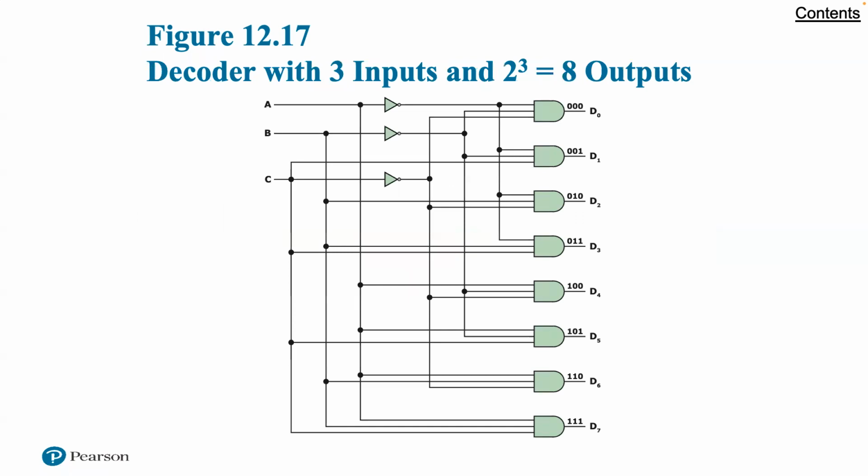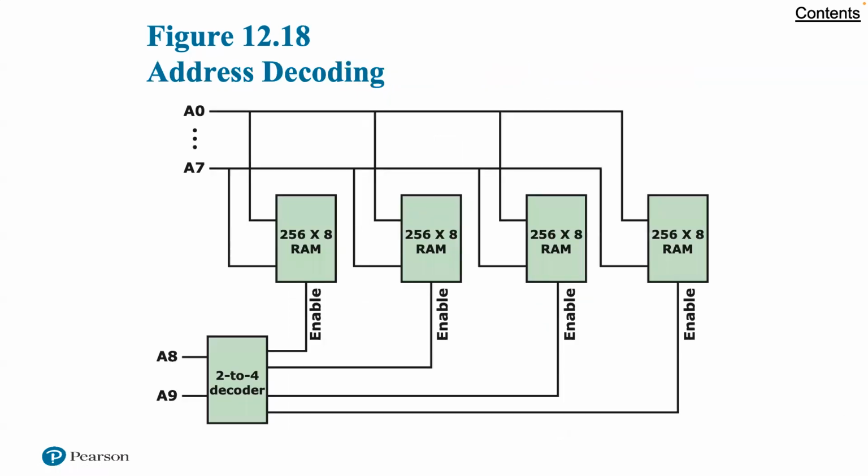A decoder is a combinational circuit with a number of output lines, only one of which is asserted at any time. Which output line is asserted depends on the pattern of input lines. In general, a decoder has n inputs and 2 to the n outputs. Figure 12.17 shows a decoder with 3 inputs and 8 outputs. And so this can be called a demux, while the other one we talked about before was called a mux. So those are some shorthand names if you find them useful.